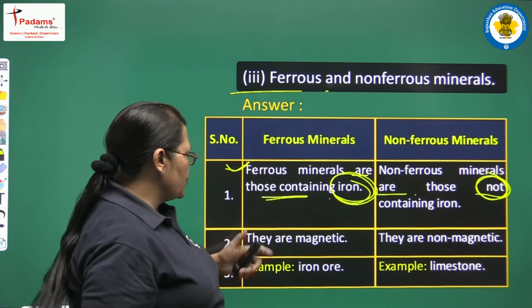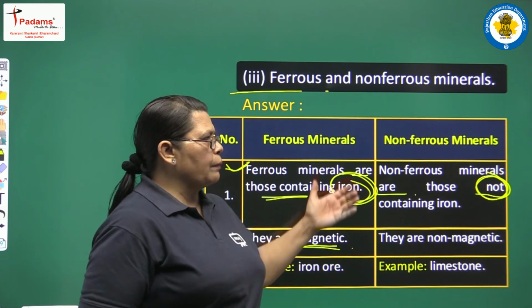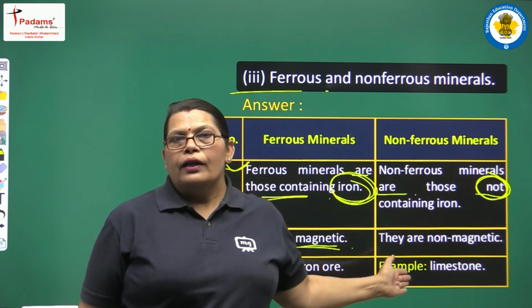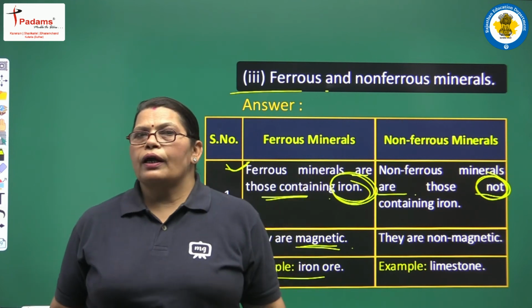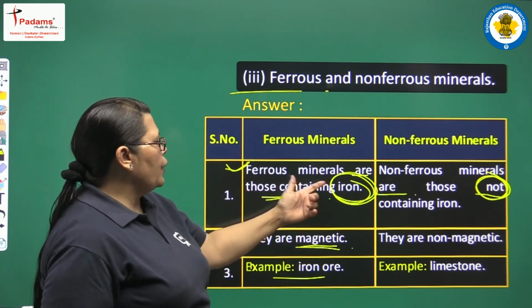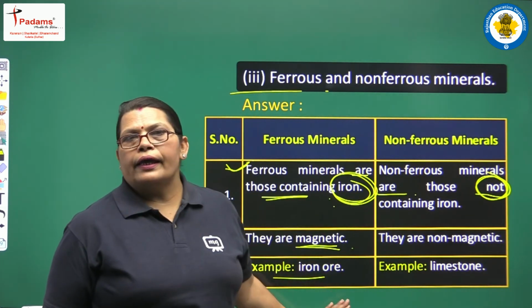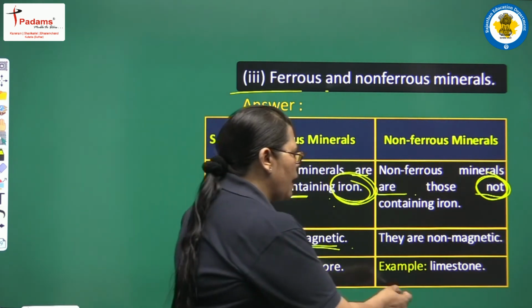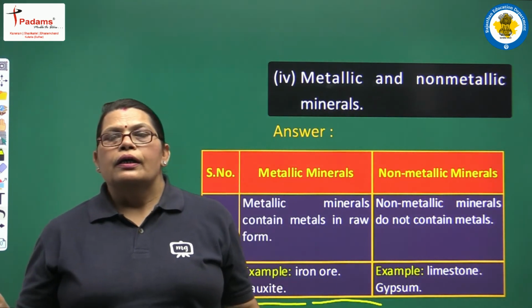Our second point of distinction is here, ferrous minerals are magnetic, and when we are talking about the non-ferrous minerals, then we will easily write, students, here they are non-magnetic. Okay, our last example section is there. When we are talking about the ferrous minerals, the main example is iron ore. Yes, in the first point we included that it contains iron, so the best example is iron ore. When we are talking about the non-ferrous minerals, the example is here limestone. So the main distinction points are here.